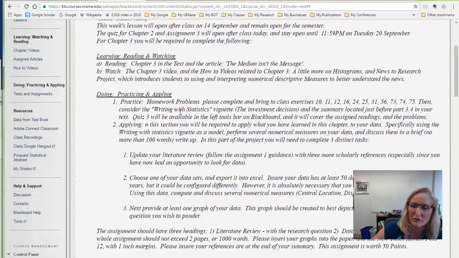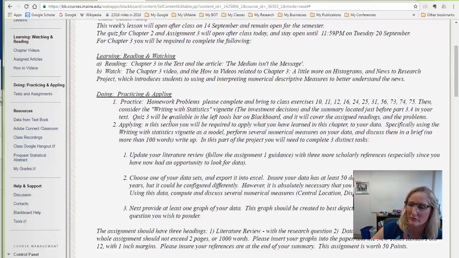Also, just like I have in the past, I want you to read the Writing with Statistics vignette, and in this chapter it's an investment decision, and then read the summary of that. In my book it's located just before part 3.4, but it could be different in yours. The quiz will cover these problems as well as that vignette. I want you to read the vignette because I think they do a really nice job of teaching you how to write with statistics effectively. Very important. So you're going to take a quiz on that. And then applying, that's the assignment.